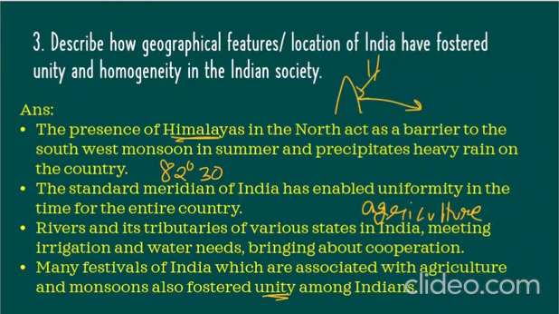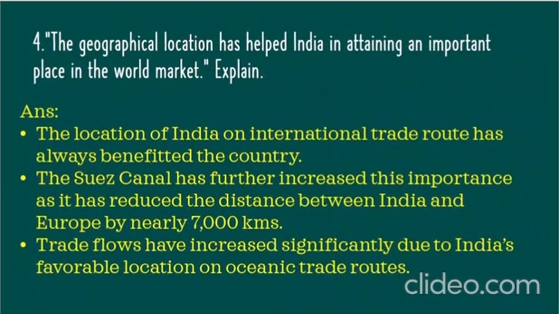Okay. Question number four. The geographical location has helped India attain an important place in the world market. Explain. So our geographical location means where India is located. How is that helping us for international trading purposes also? Now see, the location of India on international trade routes has always benefited the country. India is located in such a place where international trading becomes very easy.